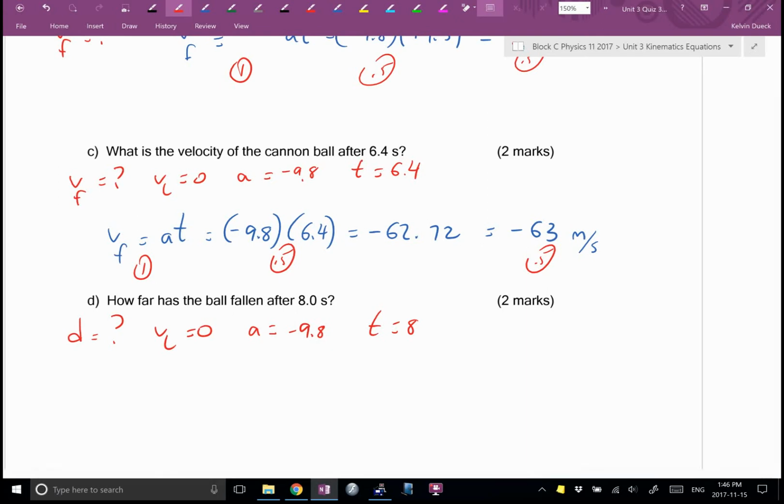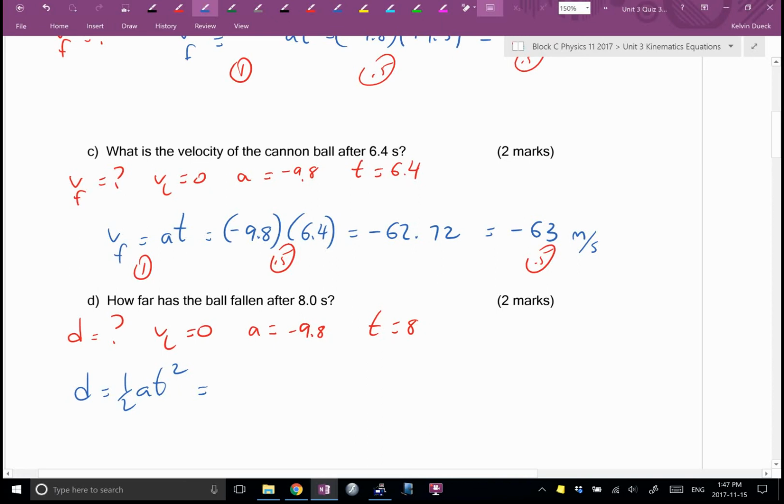By the way, Christian, you could also use these to find... Whoop, I didn't want to erase that. You could also use these three to find VF, and then use VF squared equals VI squared plus 2AD. You have all sorts of options. Now we're at the stage, Oliver, where I'm saying pick the shortest, cleanest way to get there. Mine is going to be D equals a half AT squared.